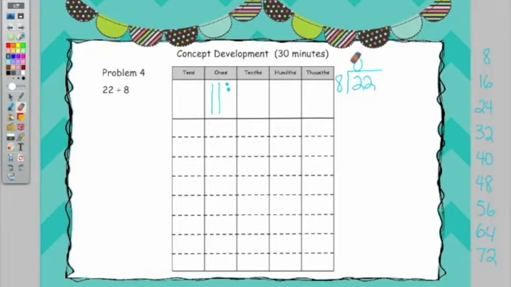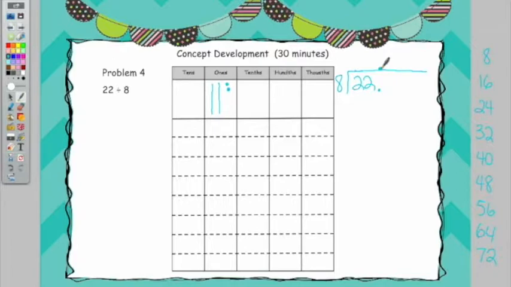You just have to know that you're going to write your answer and your decimal above the 22. Why do I need a decimal? Because there's going to be more numbers. You're going to need more numbers because 8 what, Tucker? Is 22 divisible by 8?